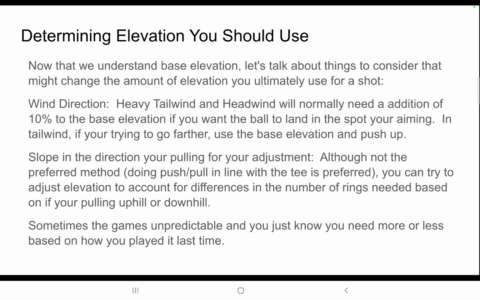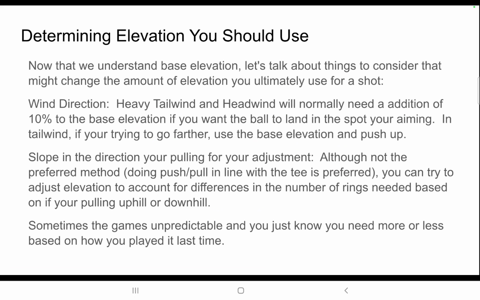In tailwind situations, though, sometimes there's those send it shots we all love, or we're trying to get the ball to go farther down the fairway on a drive. In that case, you might want to just use your base elevation because you want the wind to push the ball farther, as long as you have a clear landing spot. So you'll adjust your base elevation and push up. There's not an exact science that you can use for every shot, because you might play some shots on some holes differently. But in theory and practice, adding 10% if you're trying to get your ball to land where you aimed is a general rule of thumb when you're in heavier tail and head winds.